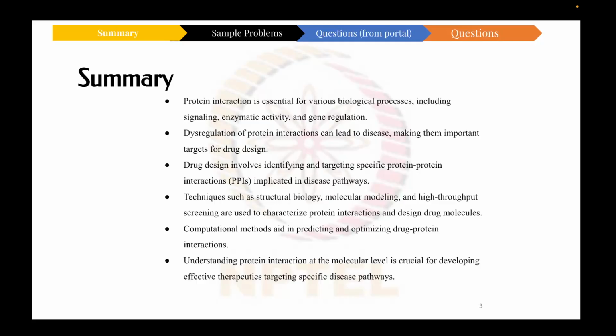By targeting specific protein-protein interactions, researchers can develop drugs that modulate cellular pathways and restore normal function, offering promising therapeutic interventions. The process of drug design often begins with identifying the key protein interactions involved in the particular disease pathway. This may involve techniques such as structural biology, molecular modeling, and high throughput screening.